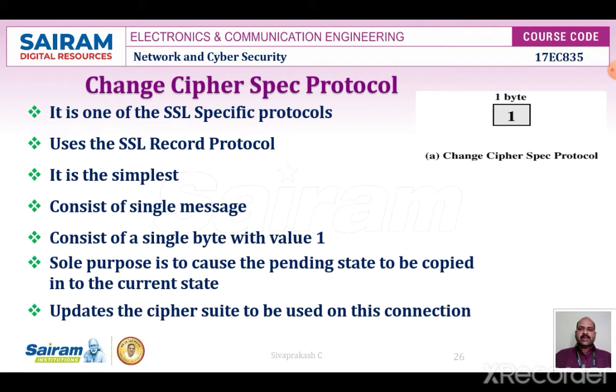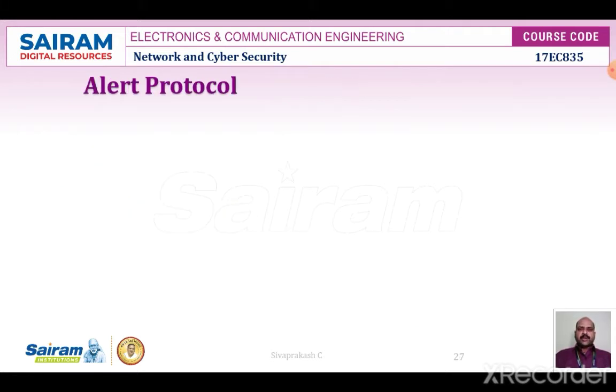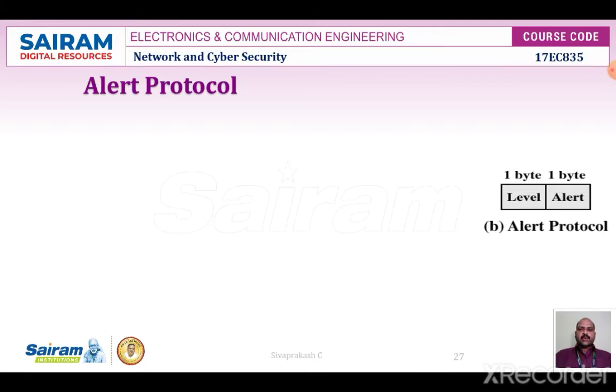Let's discuss the second one, the alert protocol. What actually is the alert protocol? The alert protocol is used to convey SSL related alerts to the peer entity. As with other applications that use SSL, these alert messages are compressed and encrypted as specified by the current state, and it is 2 bytes of information. One byte mentions the level and one more byte specifies the alert. So totally it's a 2-byte protocol.